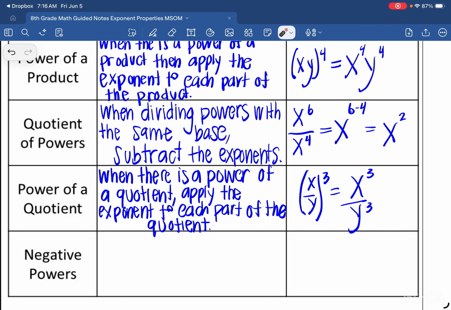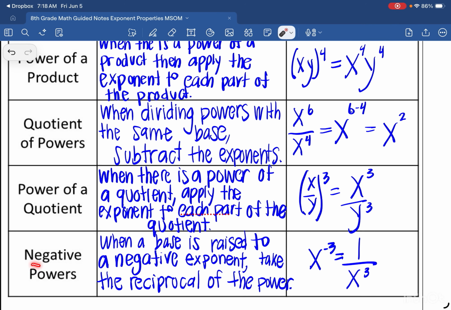Power of a quotient. When there is a power of a quotient, apply the exponent to each part of the quotient. X divided by y to the third is the same as x to the third over y to the third. Negative powers. When a base is raised to a negative exponent, take the reciprocal of the power. So x to the negative 3 is the same as 1 over x cubed.